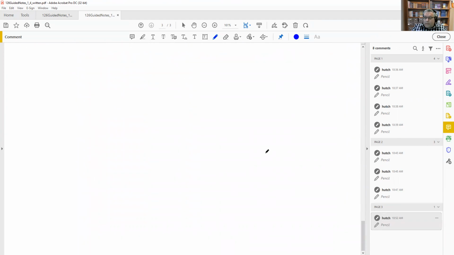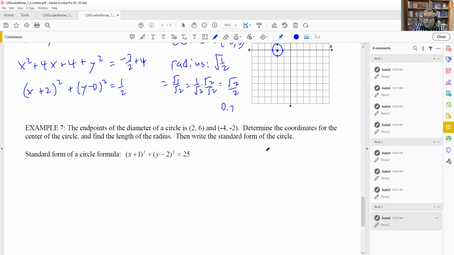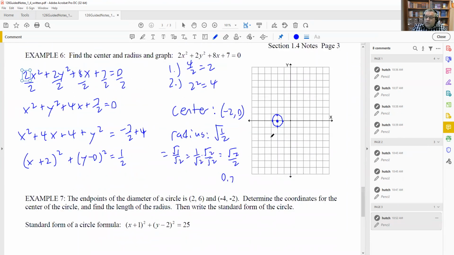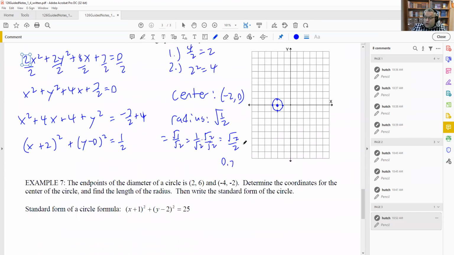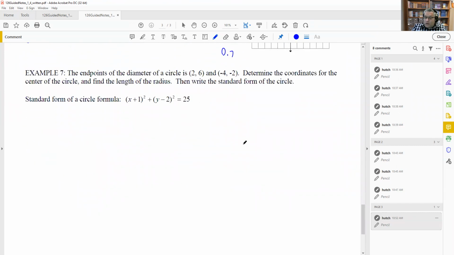Now, what I want to do here is we're going to do this last problem, and then if there's time, I'm going to do one more of these center and radius problems for you. I'll pull one out of the homework to do. But before we do that, let's go ahead and jump into this one.